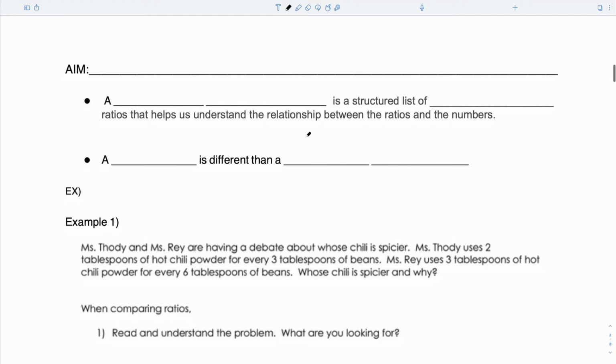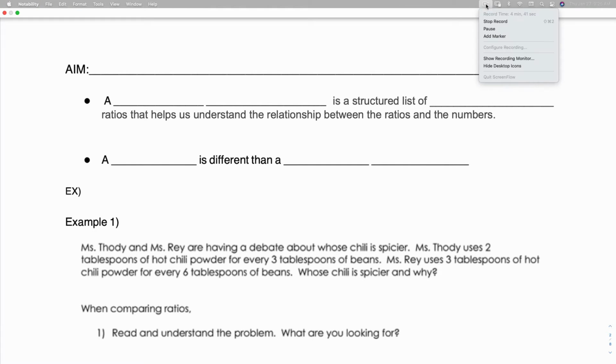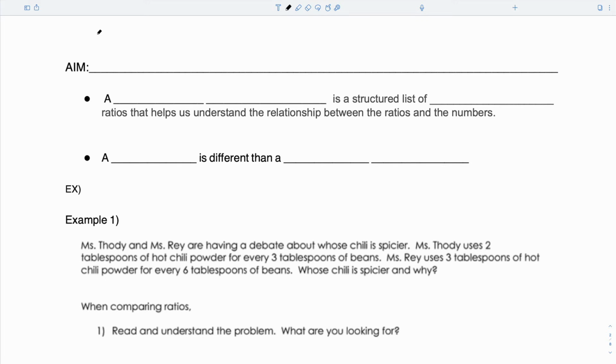Turn the page, please. Today's aim is students will be able to compare ratios using ratio tables.